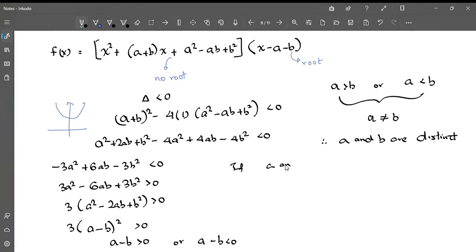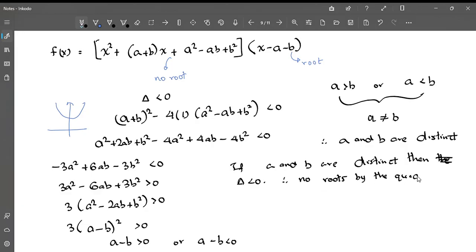If a and b are distinct, then the discriminant, let's write delta itself, delta is negative, therefore no roots by the quadratic factor. Therefore f(x) has only one real root.